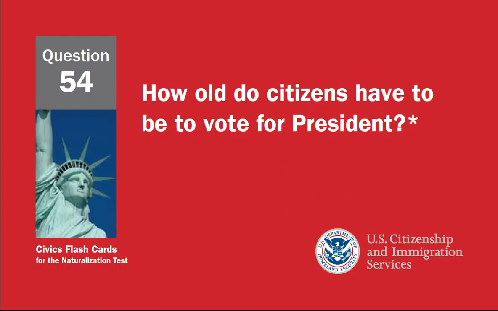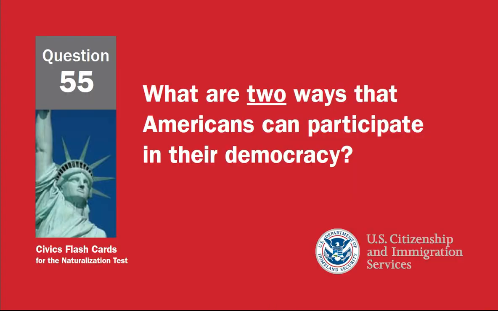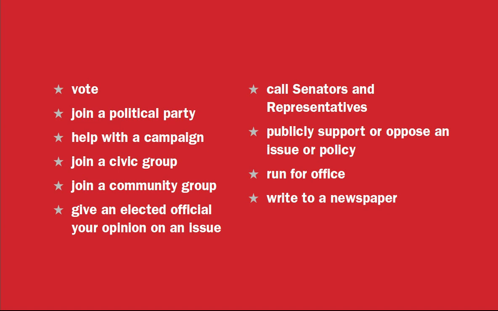How old do citizens have to be to vote for president? 18 and older. What are two ways that Americans can participate in their democracy? Vote. Join a political party. Help with a campaign. Join a civic group. Join a community group. Give an elected official your opinion on an issue. Call senators and representatives. Publicly support or oppose an issue or policy. Run for office. Write to a newspaper.